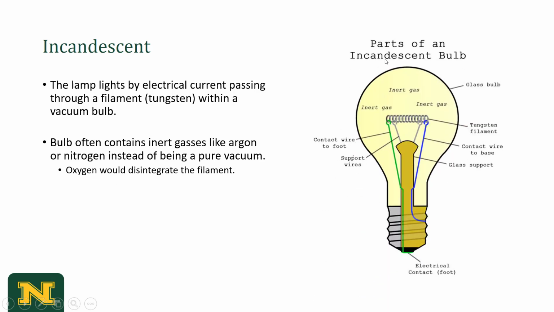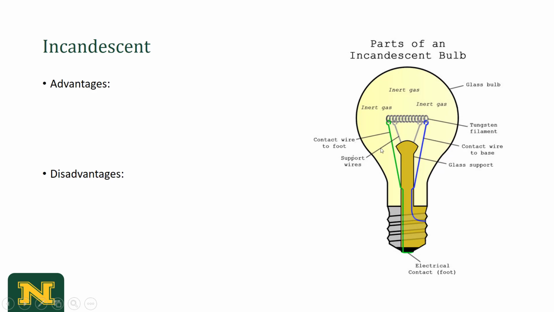So here are the parts of the incandescent bulb. We have the contact wire that comes into the base. We have the supporting wires for our filament, which is the tungsten. We have our contact wires that come down to the foot, which is down here. There's the electric contact foot. As we turn that circuit on, the power comes up. It doesn't ignite, but the heat that is generated makes that filament glow within the bulb.